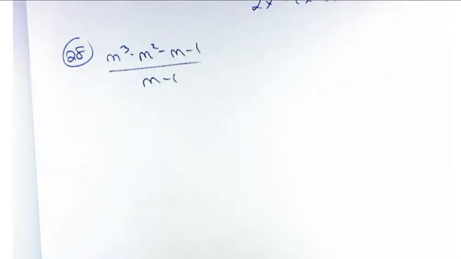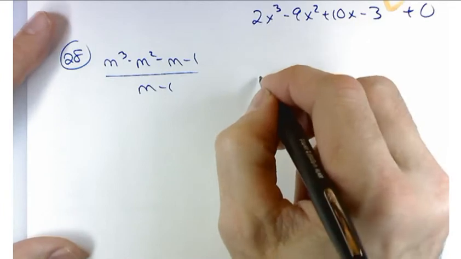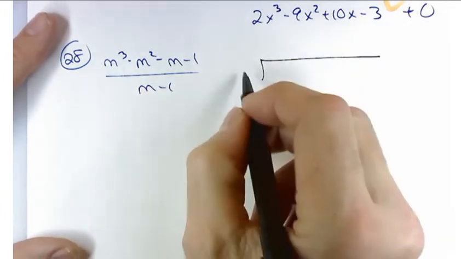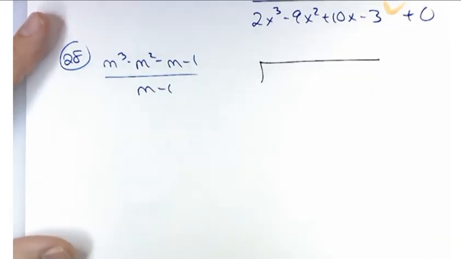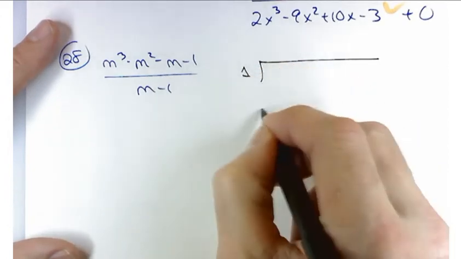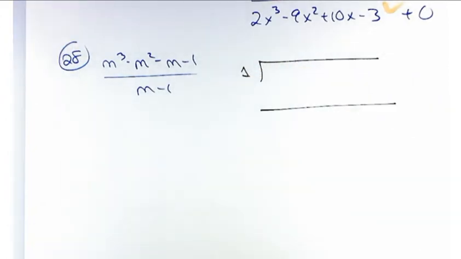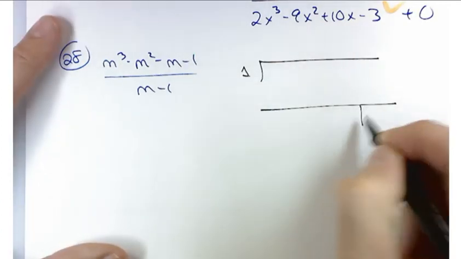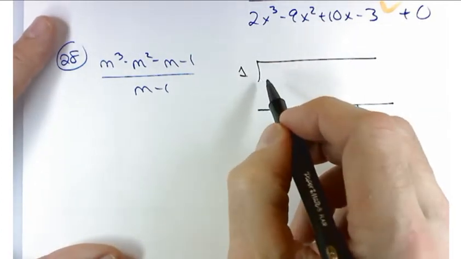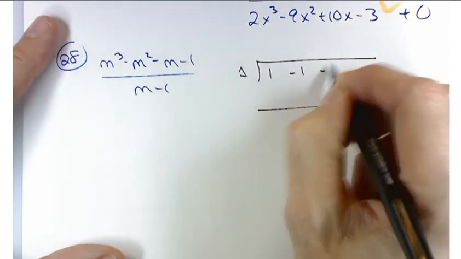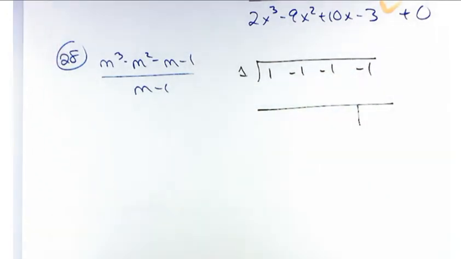So first things first, what number would I put out in front here? A 1. And then, Colin, what would the coefficients be? Yep, 1 and then a bunch of negative 1s. Good. So give that one a shot. See if you can't come up with this. In this case, I think there will be a remainder.